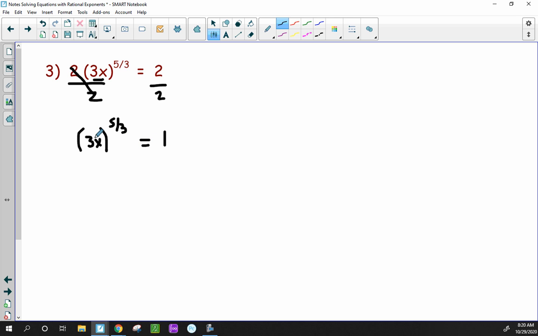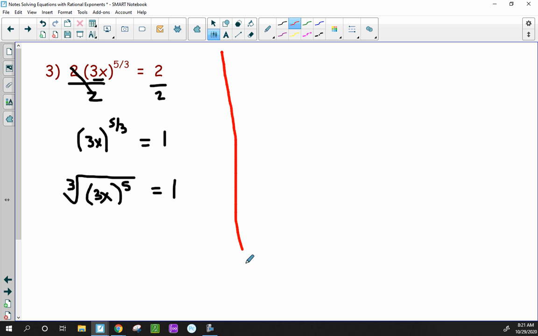Now, because the 3 and the x are both included with this fraction power, if I'm thinking of it in terms of a radical, then I can write it as the cube root of parentheses quantity 3x raised to the 5th, and set it equal to 1, like that.